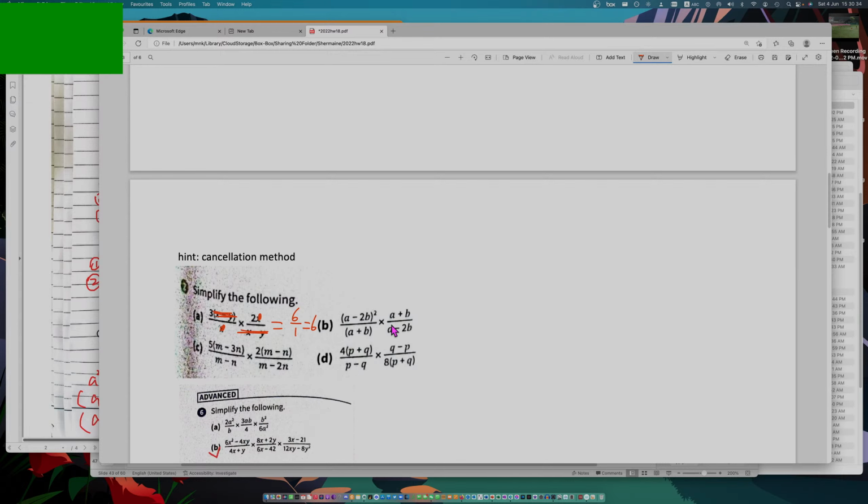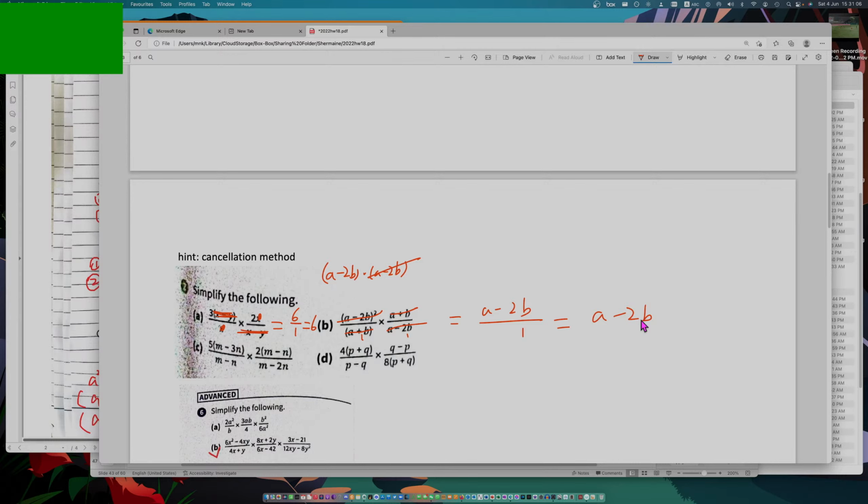This one. Can you see that a plus b here? Cancel. Can you see that a minus 2b square means you can change this to a minus 2b times a minus 2b. There is a minus 2b on top, so gone. So on top left with a minus 2b. Below means 1 times 1 is 1. So finally, a minus 2b.